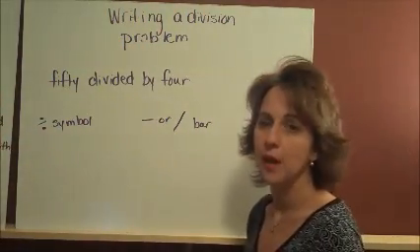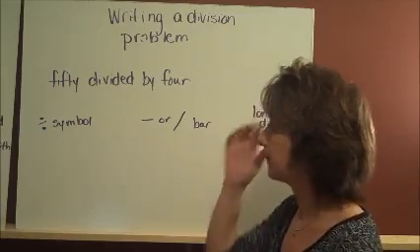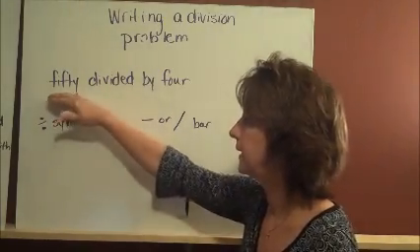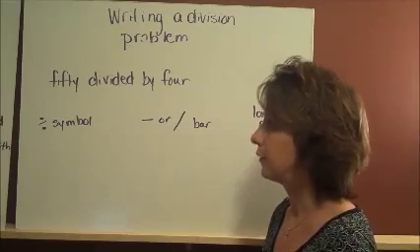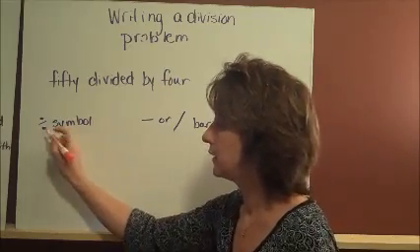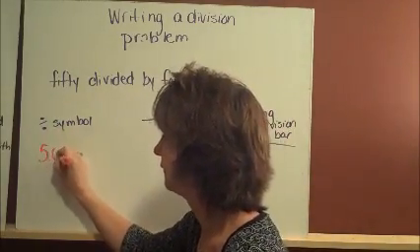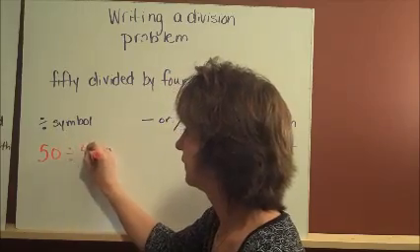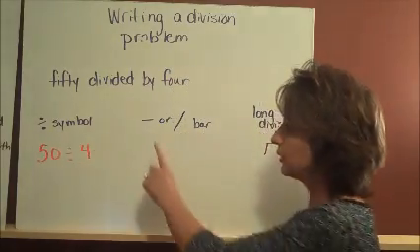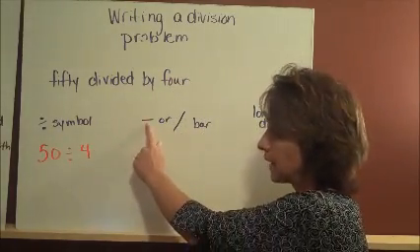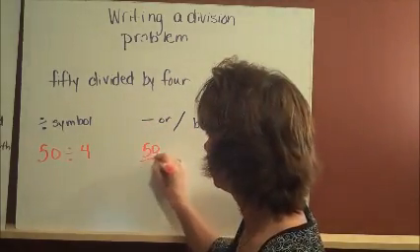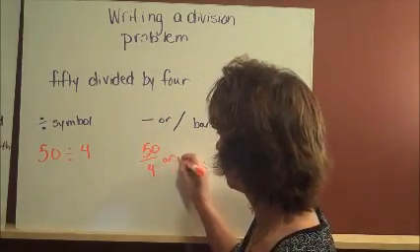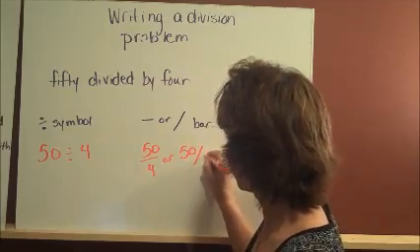So, how do you write a division problem? Well, this problem says 50 divided by 4 and can be written 3 different ways. Using the division symbol, 50 divided by 4. Using the fraction bar, which is sometimes written like this or sometimes with a slant. 50 divided by 4, or 50 divided by 4.